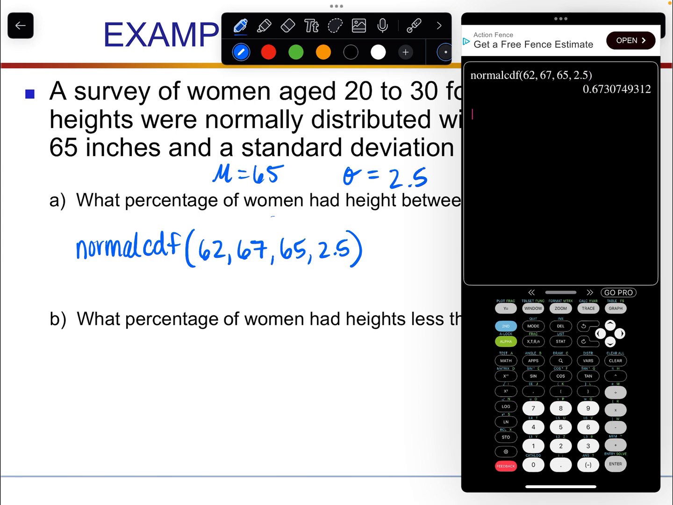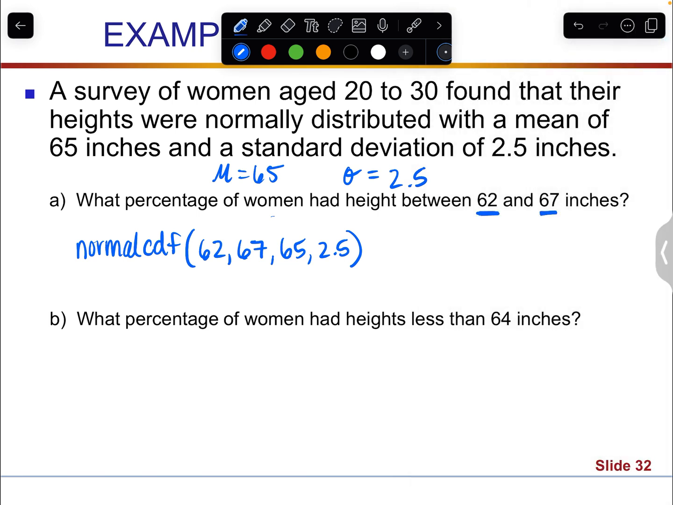When I multiply that, we get a decimal, right? So then I can easily just multiply by 100 to get our answer in percent. So then that's why our answer here would be 67.3%. And we just answered the question there, 67.3% of women have heights between 62 and 67 inches.